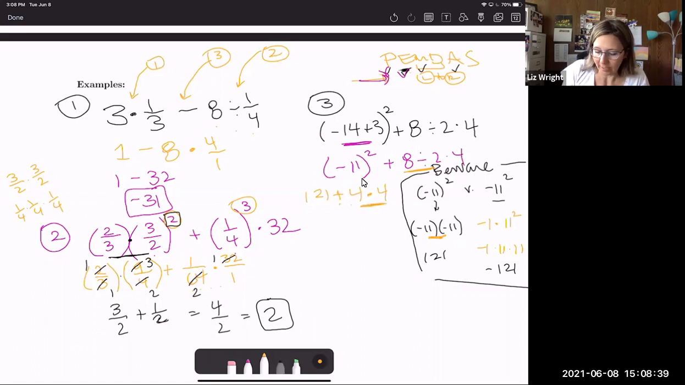And if it helps you, I've had students just go through and put parentheses around their next step like that. That's great. That helps make it visible for what you're doing. So then we're going to do 121 plus 16. And now we're ready to finish off with that last step of 121 plus 16. So that's going to give us 137 for our final answer.